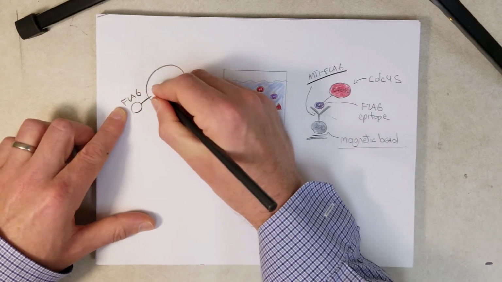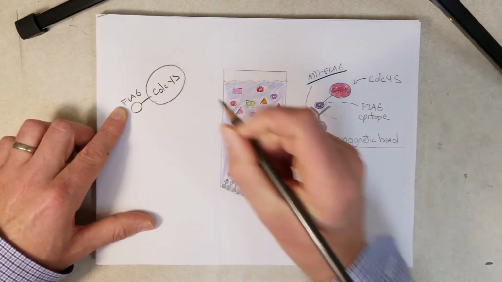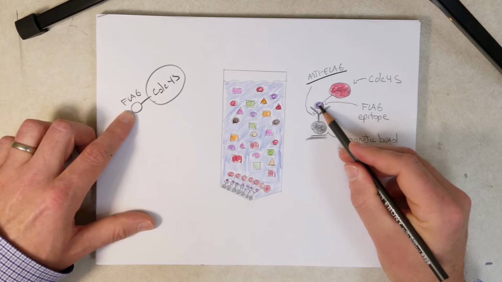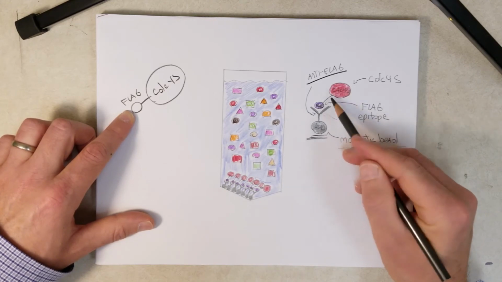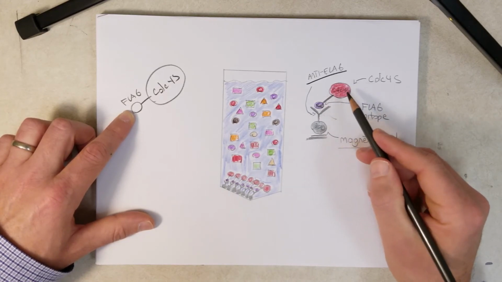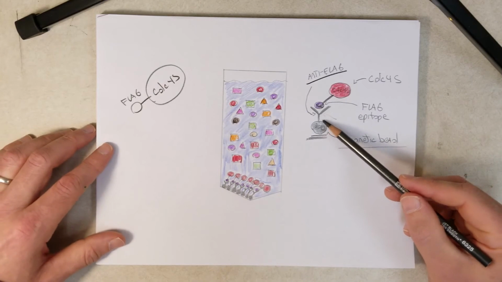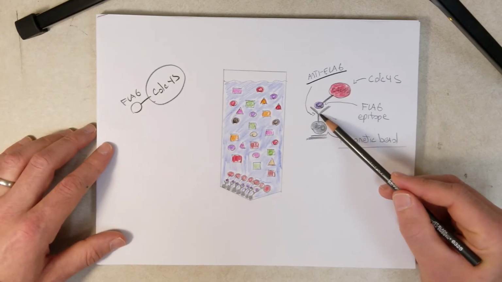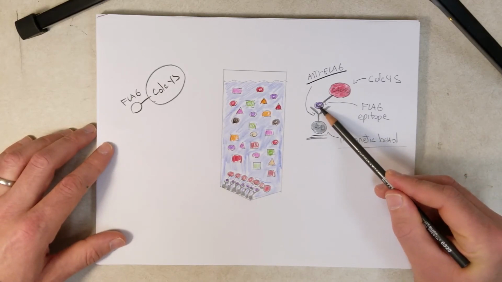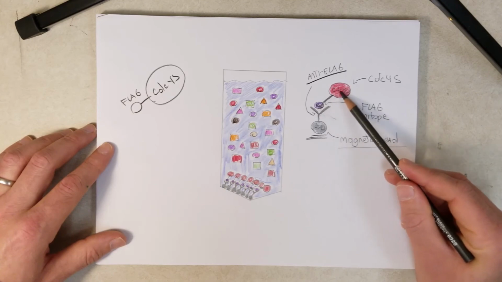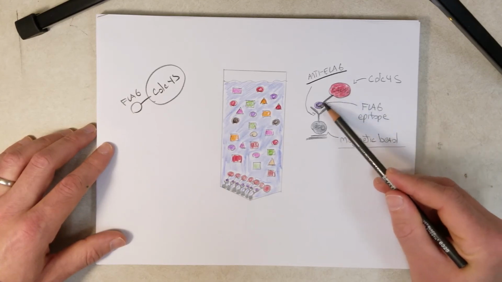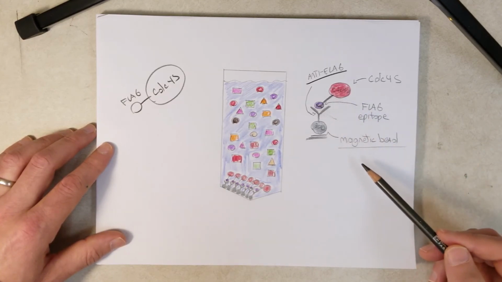Flag epitope, CDC45. Well, I have that diagrammed here. The flag is this purple little ball right here. The CDC45 is here, and they're linked together, right, because they're a fusion protein. So the anti-flag antibody recognizes and binds the flag epitope, and as a result, it's bound to the fusion protein. It's going to help us purify this whole thing. It's going to help us purify CDC45.